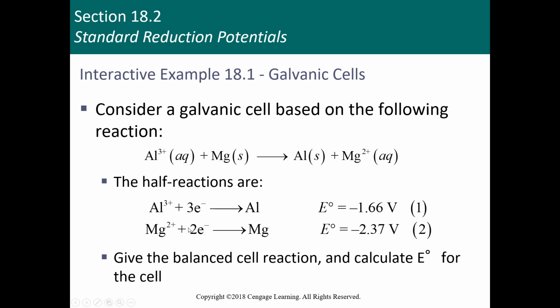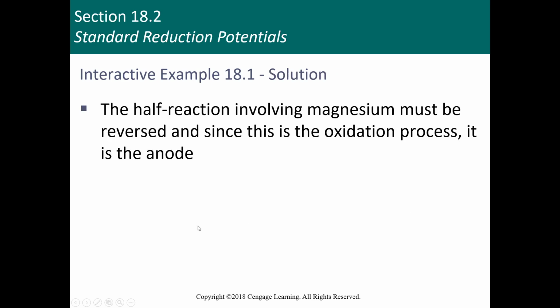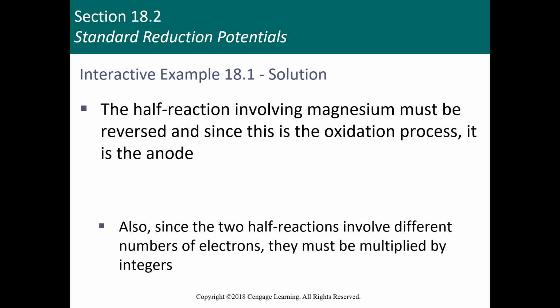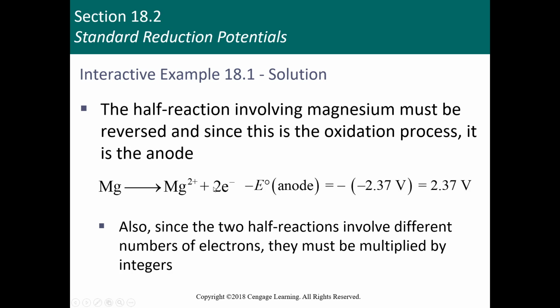When we do this, we are obviously going to have to flip this, and we're going to have to get these number of electrons so that they equal for both sides. All right, so let's go ahead and do this. Our half reaction involving the magnesium, this has to be reversed, right? Because that's an oxidation. That's the anode. And so we flip our magnesium. That means we have to flip the sign too. So we go negative, negative, and that will give us an overall positive value.